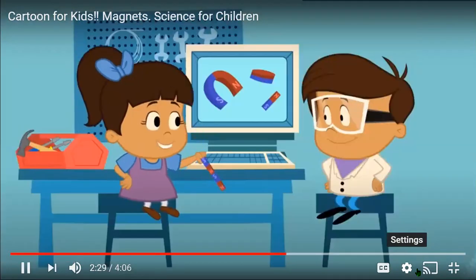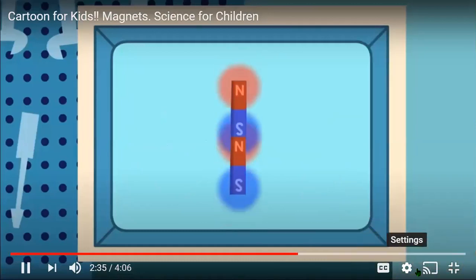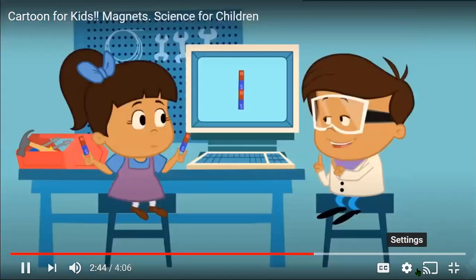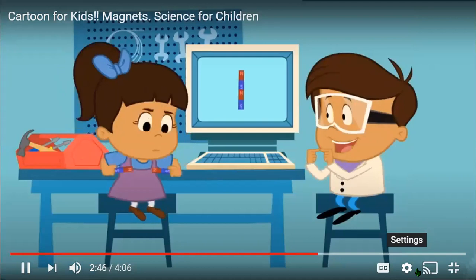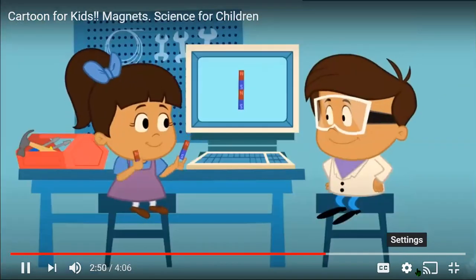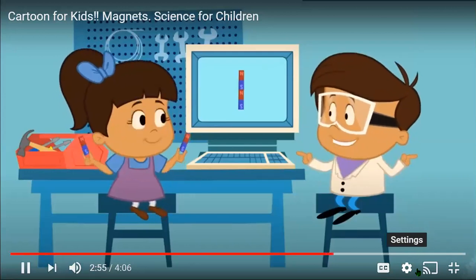Hey, they stick together. That's because opposite poles of magnets pull each other together. We say that they attract each other. The North Pole of one magnet attracts the South Pole of the other magnet. Now flip one around and try touching them again. Whoa, that's cool. They don't want to touch. That's because the same poles push each other away.